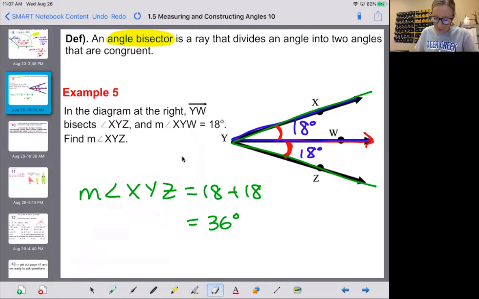What if I had made this more complicated, right? What if I had told you that this wasn't 18? What if I told you it was 2x plus 3, right? You would remember that they are equal. So this other one is also 2x plus 3. Okay, so just remember, when I say bisect, you have two equal pieces. So set them equal to each other, and then you can solve the rest.